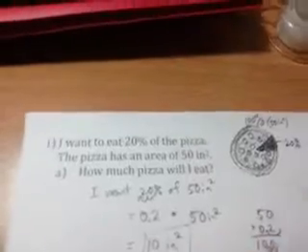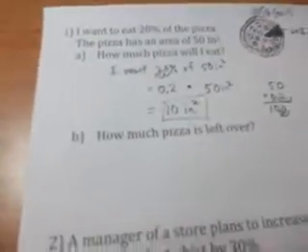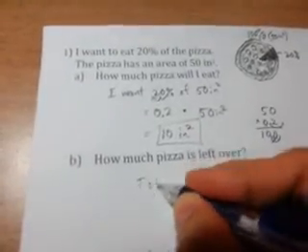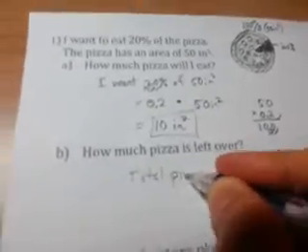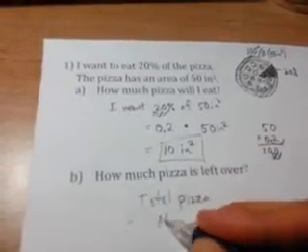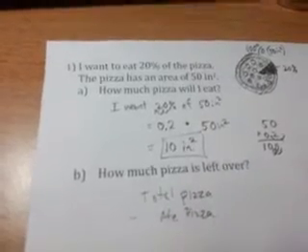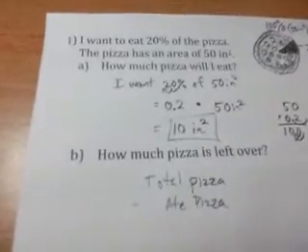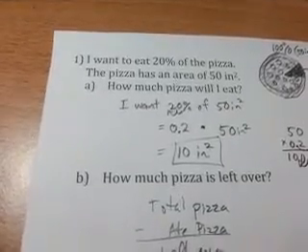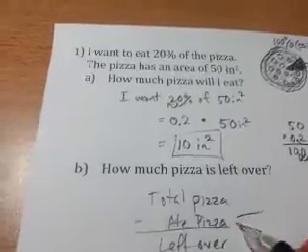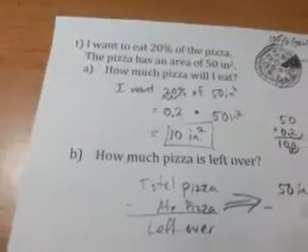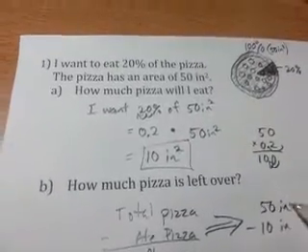We got question 1A. But then they'll ask you how much pizza is left over. Well, we could see this as the total pizza, and I'm going to take away the pizza I ate, and that would give me my leftover. So let's do exactly that. What was the total? It was 50 inches. How much did I eat? I ate 10 inches, or sorry, inches square.